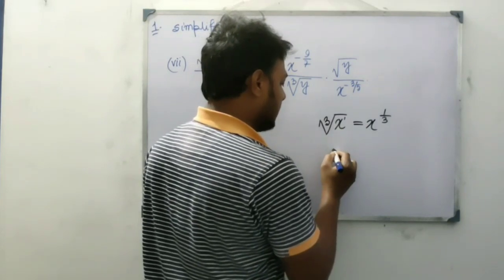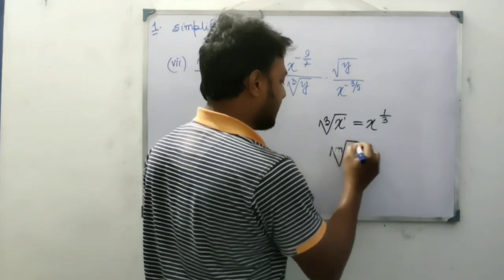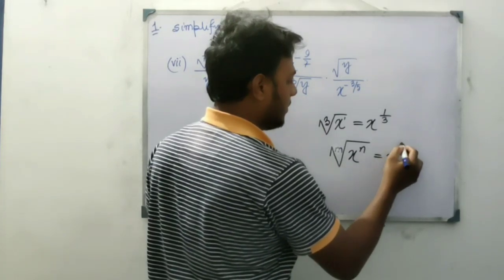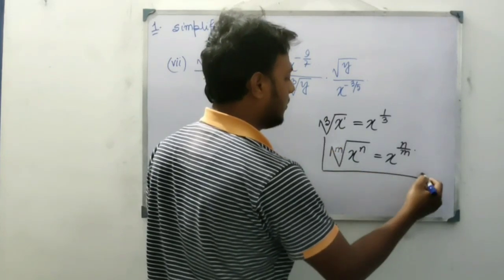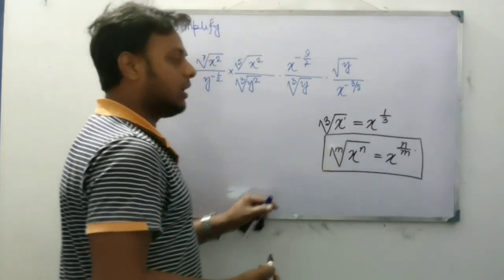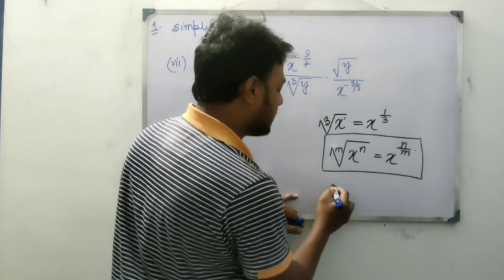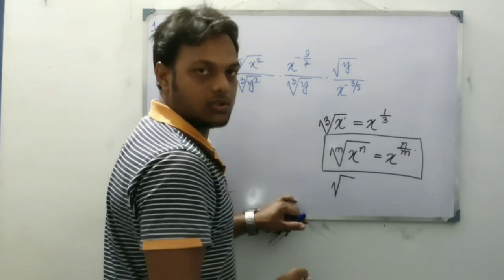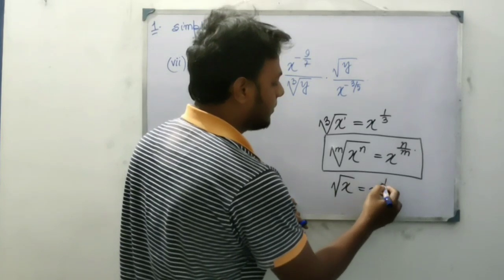That means in general, the mth root of x to the power n is nothing but x to the power n by m. You have to memorize this law of indices. Suppose nothing is there in this gap, then we can take it as 2. This is called the square root. So if the square root is there, this is nothing but x to the power half.